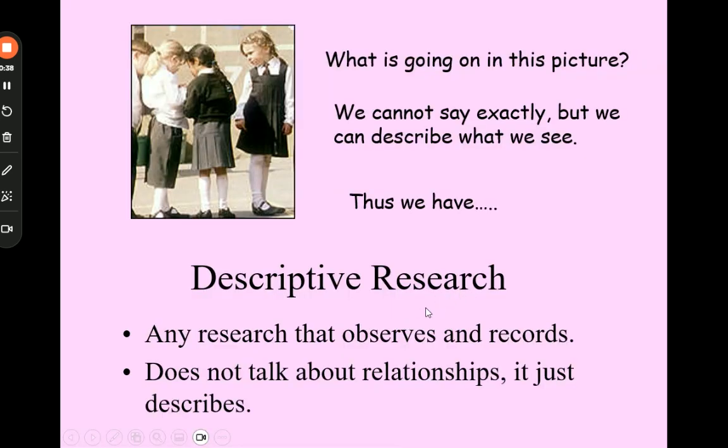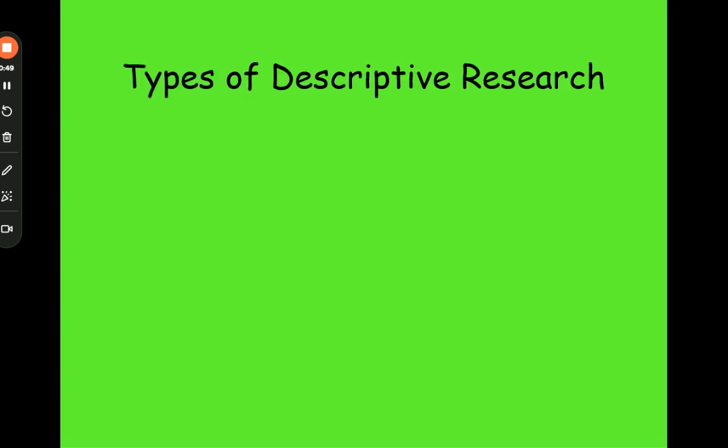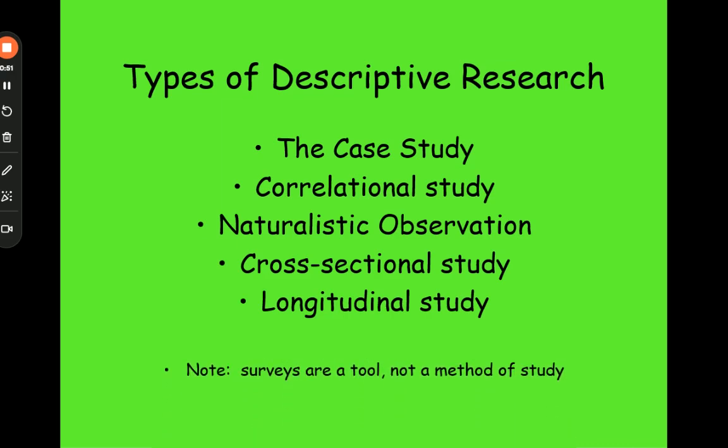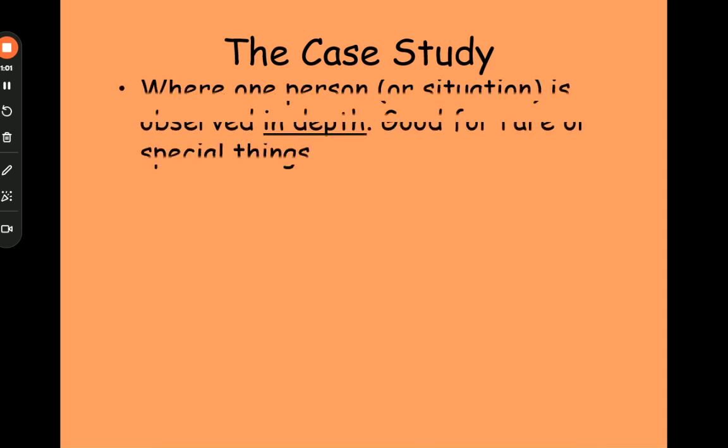So what we're talking about is descriptive research. I don't think you need to know this term, but we're just describing what we see. We're not doing anything. We're not manipulating a variable. So we're going to go over all of this: the case study, the correlational study. We're going to go over all of this, and you need to have all of this memorized. Okay? So, the case study.